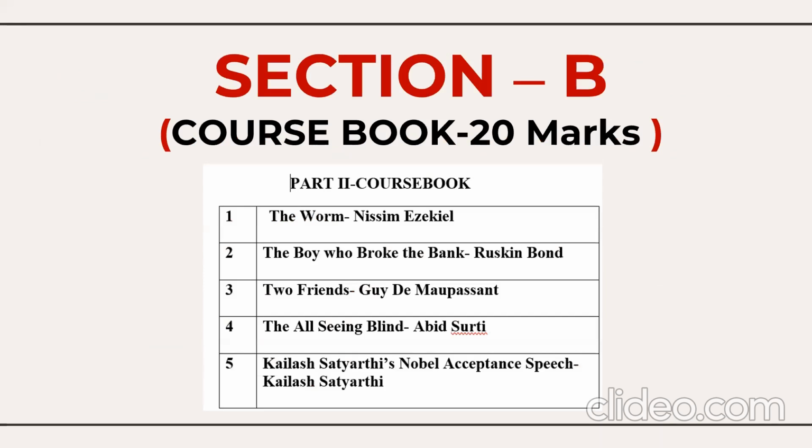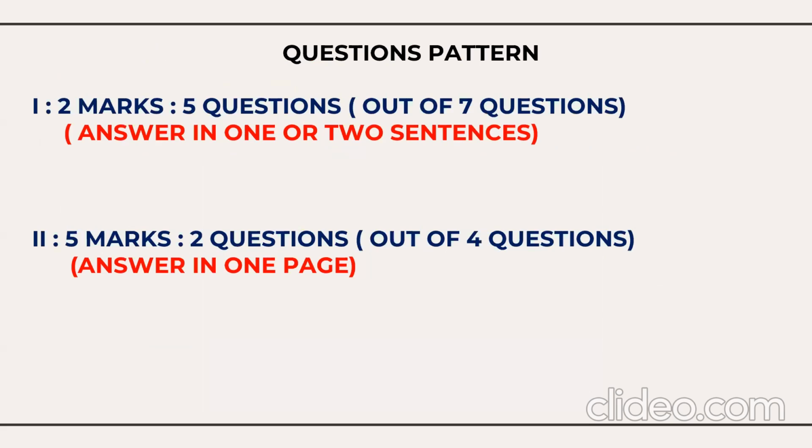Now section B is titled course book, which has a weightage of 20 marks. It has 5 important lessons, and the questions will be asked from those 5 lessons like this. You will have here 2 subsections. In the first section, you will have 2 marks questions. 5 questions will be asked here for 2 marks. In the second section, 5 marks, 2 questions, and there will be a lot of choices.